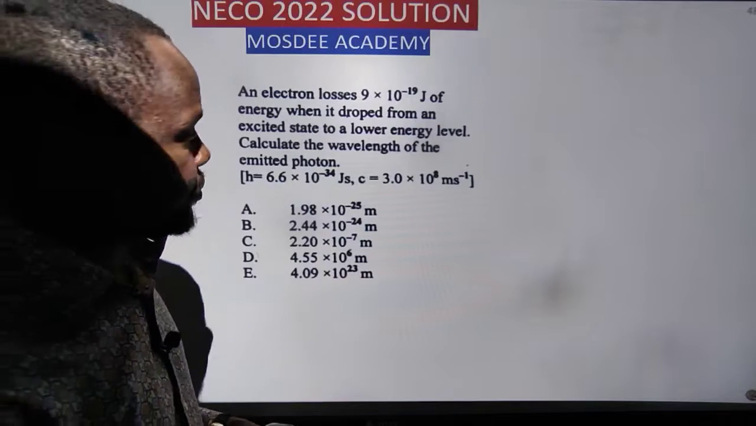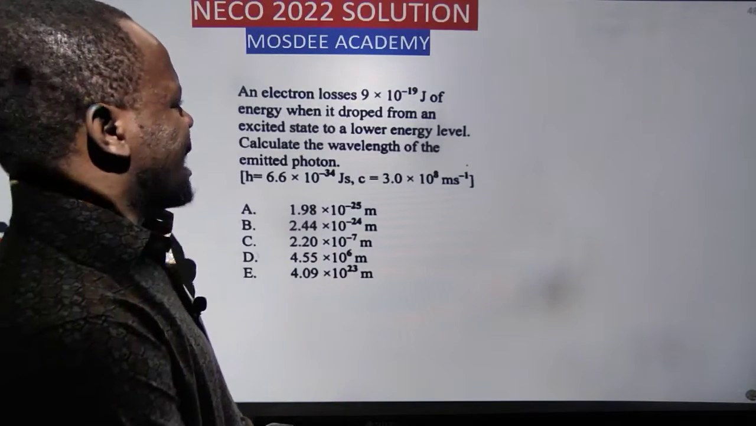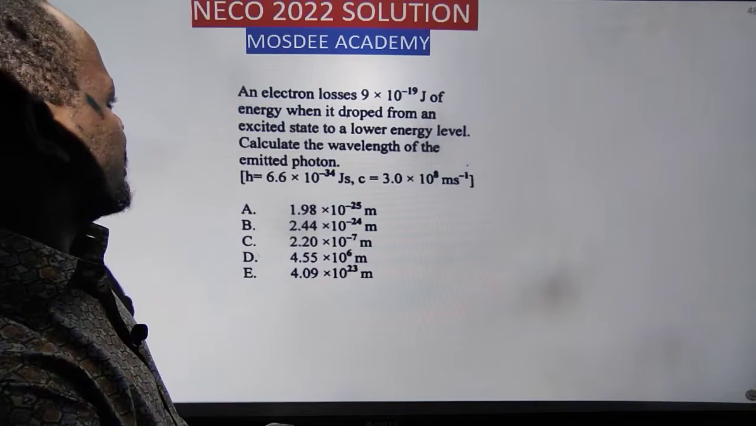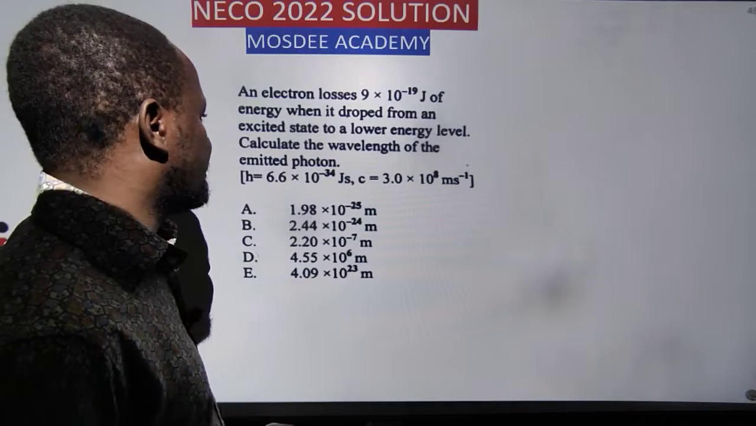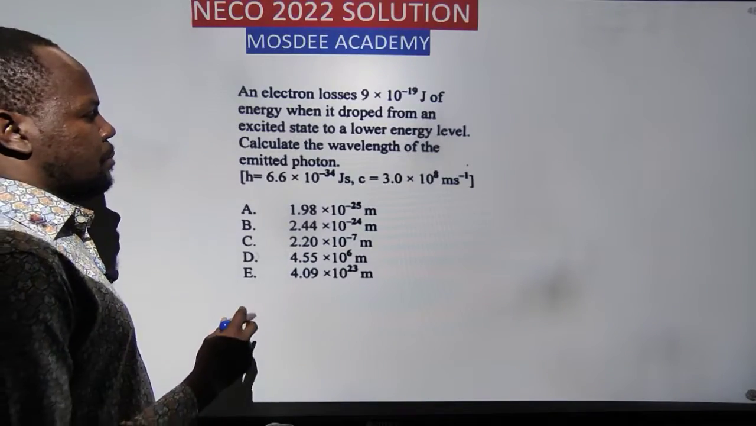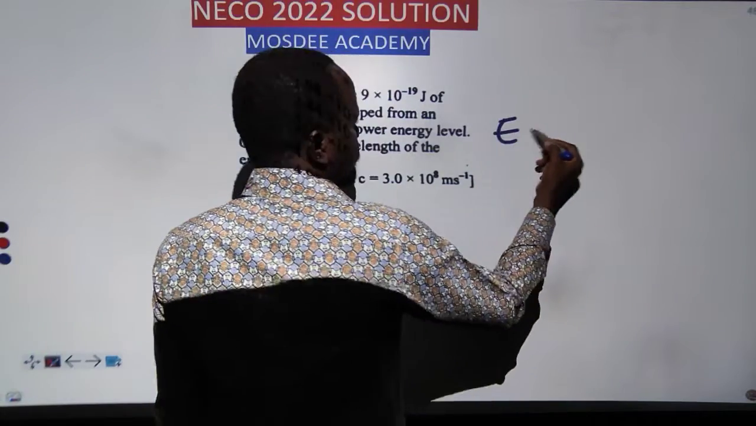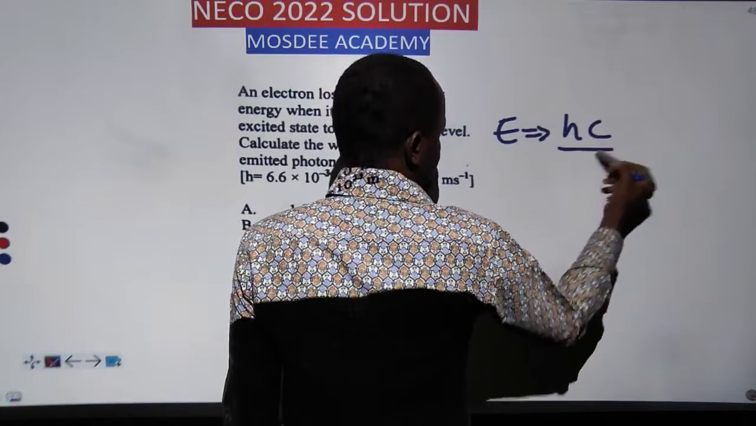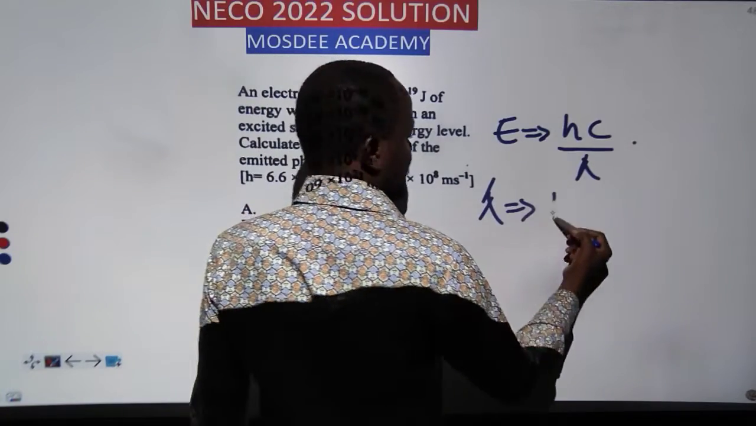Next question. An electron loses 9 times 10 to the power minus 19 joules of energy when it drops from an excited state to a lower energy level. Calculate the wavelength of the emitted photon. Energy equals hc by lambda. So you are looking for lambda. Make lambda the subject of the formula. I'm not going to do all this here.